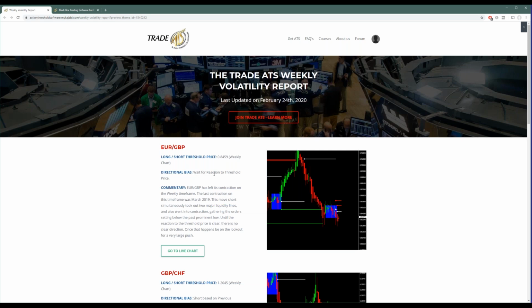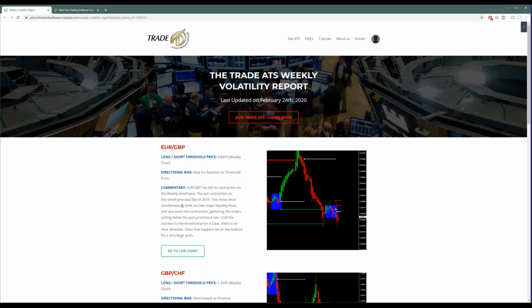Right now it says wait for reaction to the threshold price. So wait till we get a reaction off the white line, or if it holds below or holds above. There's still some time to wait on this signal. And then we have some commentary. Euro Pound has left its contraction on the weekly time frame. The last contraction on this time frame was March 2019.